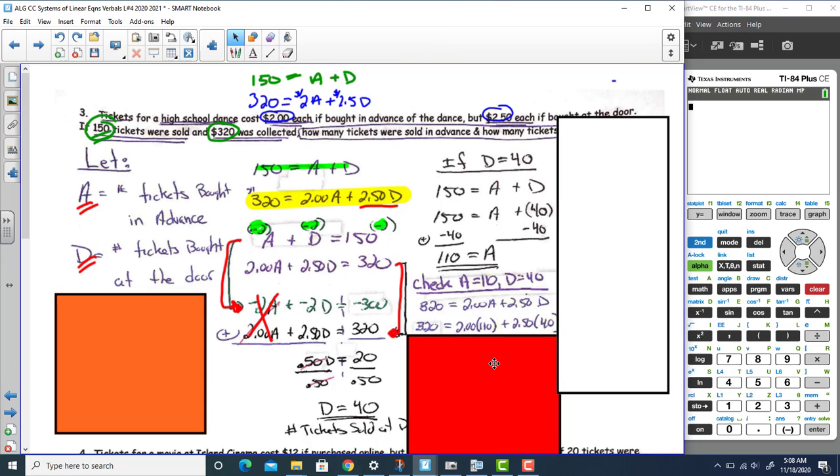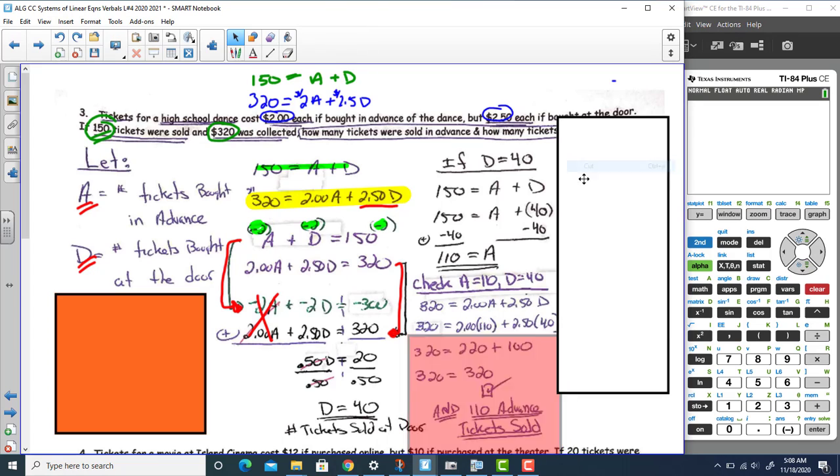When I substitute it appropriately, I'm just going to type into my calculator the expression on the right. If there were 110 advance tickets sold at $2 a piece, that should have been $220. And $2.50 times 40 door tickets is another $100. Together, they make $320 collected for all the sales of tickets, which is correct. And I'm psyched about that.